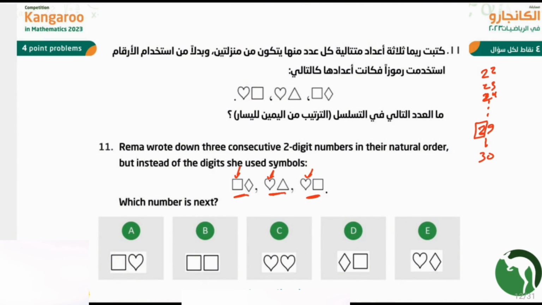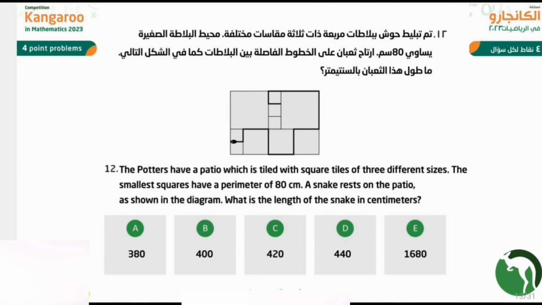So now we are sure that this shape here is 9, and this triangle is 0, and this square is 1. We know now that the square is 1, so we will put 1 here. So we have 19, so this one will be 20, and this one will be 21. So the next number will be 22. So 2 is heart, so we will have 2 hearts, and C is the correct answer.